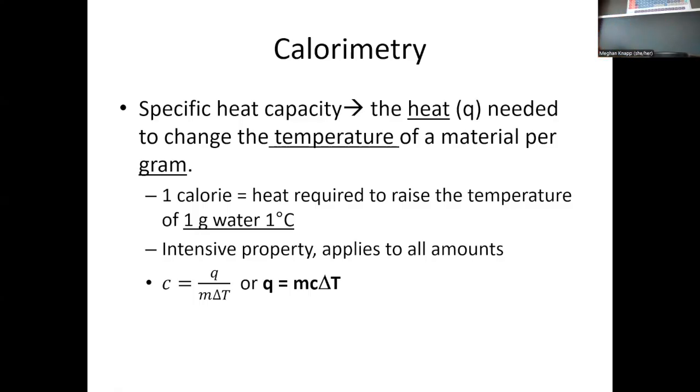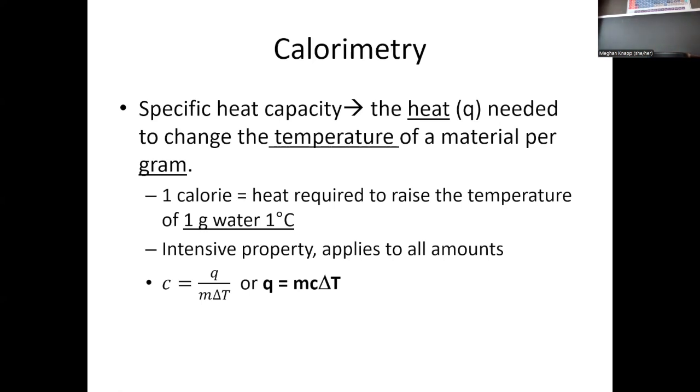What was C again? Specific heat capacity. And unfortunately, sometimes people use C for both specific and non-specific. I don't know what to tell you. You just gotta read the context clues. That's why Dr. Hughes puts the little S there. I should probably do that on this.